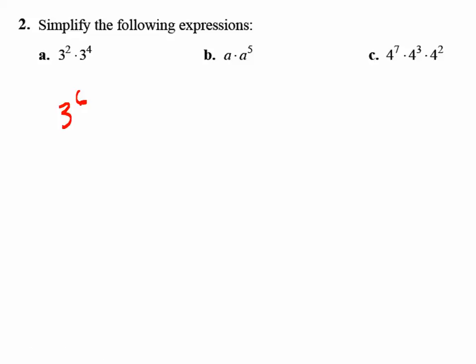Alright, tricky one. What'd you guys get for B? a to the 6th. Awesome. Because there's like a little 1 right over here. Whenever there's no exponent given, we assume it's a 1. So a to the 6th. And again, if you have 3 or 4 or 5 of the same exact bases, we're still going to add up all the exponents together. How about 4 to the 12th?